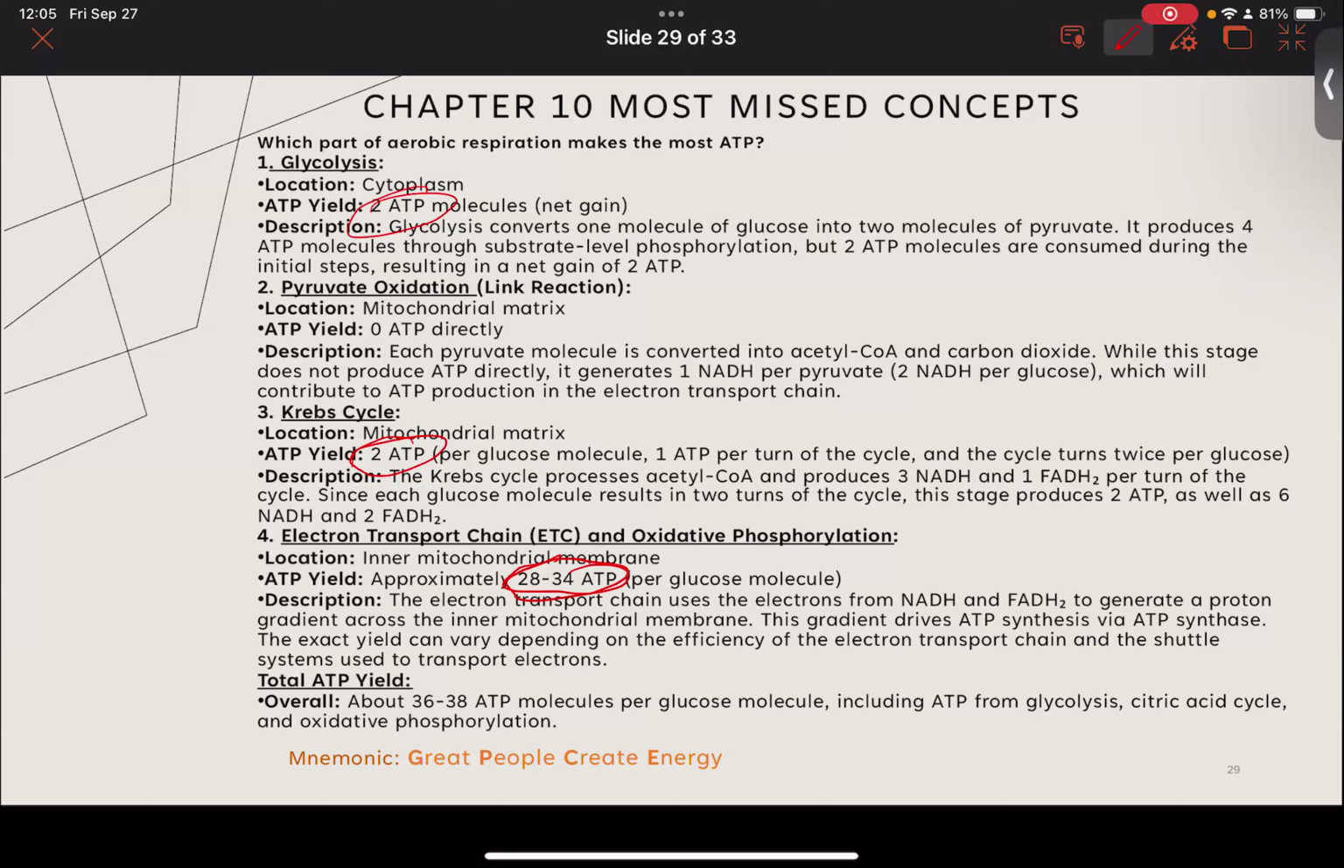I'm not going to go through all the details of how much you use up in which step either, but you don't use up any in the electron transport chain. You're only making. So, great people create energy. Great means glucose. People is referring to pyruvate, the middle reaction. Create is the Krebs cycle or citric acid cycle. And energy, where the energy is being made, is the electron transport chain, ATP. That's where it's going to be.